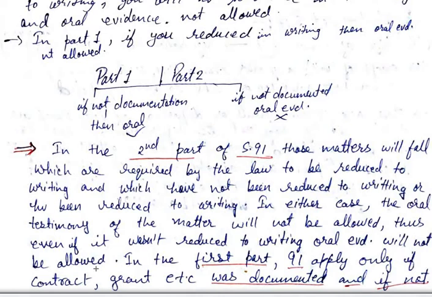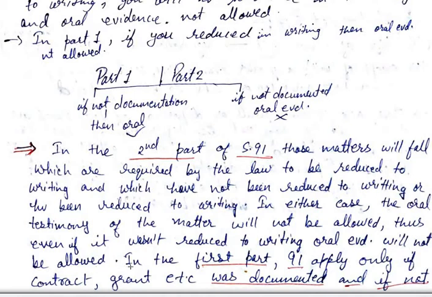देखिए सिंपल सी बात है. फर्स्ट पार्ट में कॉन्ट्रैक्ट ग्रांट और डिस्पोजिशन, वो तभी सेक्शन 91 में फॉल करेगा अगर आपने उसको राइटिंग में रिड्यूस किया है। जबकि सेकंड पार्ट में कोई भी मैटर अगर लॉ द्वारा रिक्वायर्ड है कि उसको राइटिंग में रिड्यूस करना है, तभी सेकंड पार्ट में फॉल करेगा। और उस सिचुएशन में जब लॉ द्वारा रिक्वायरमेंट है कि राइटिंग में कन्वर्ट करना चाहिए, तो उसको आपने अगर राइटिंग में कन्वर्ट किया है तब भी और राइटिंग में कन्वर्ट किया नहीं किया है तब भी सेक्शन 91 लगेगा एंड द ओरल एविडेंस विल नॉट बी अलाउड। और जबकि फर्स्ट पार्ट में डॉक्यूमेंटेशन नहीं किया था तो ओरल एविडेंस दे सकते हो, और जबकि सेकंड पार्ट में अगर आपने डॉक्यूमेंटेशन नहीं किया है तब भी आप ओरल एविडेंस नहीं दे सकते हो। Why? Because law requires it to be documented.